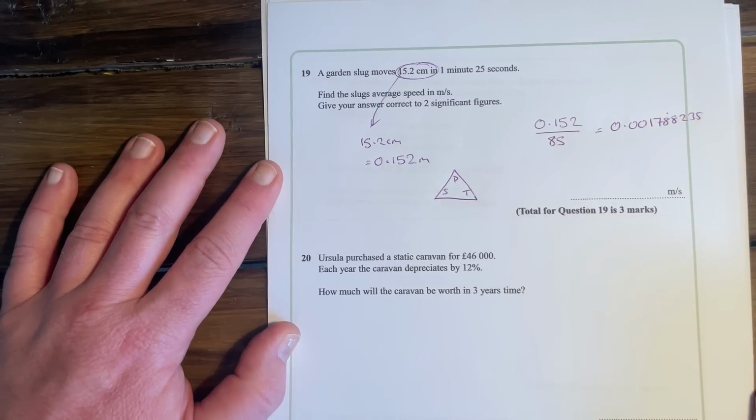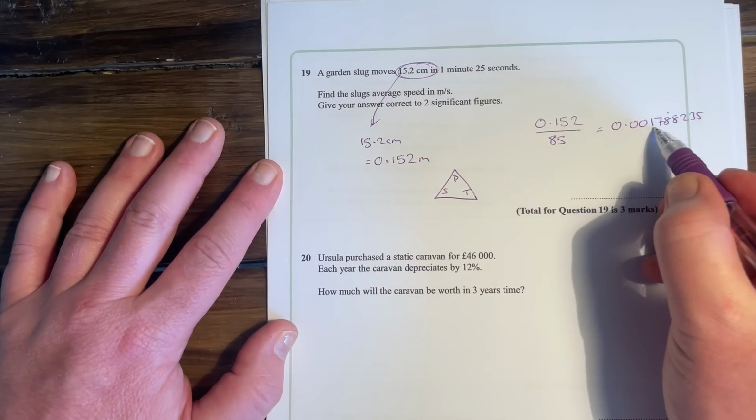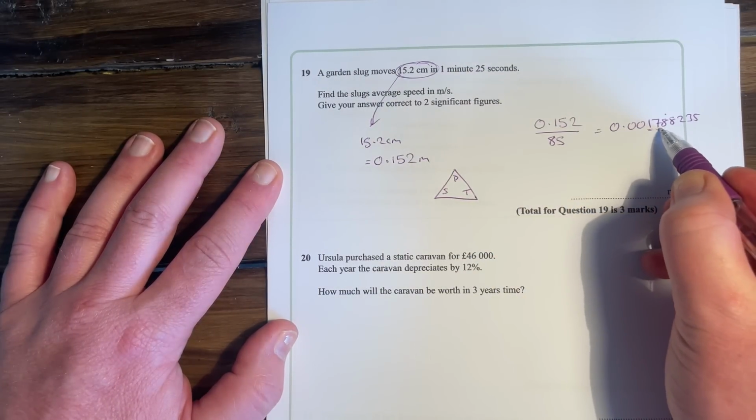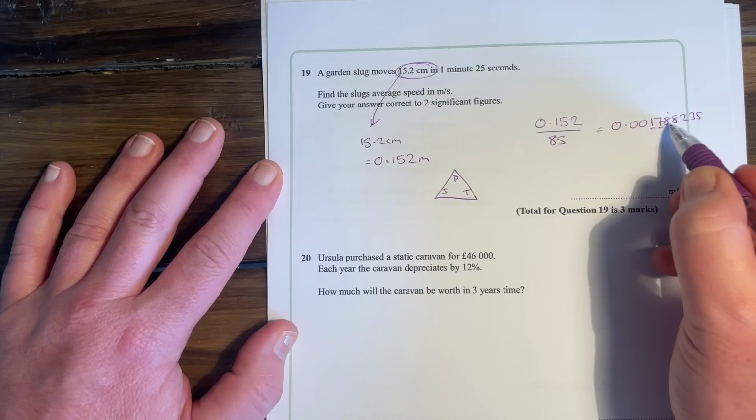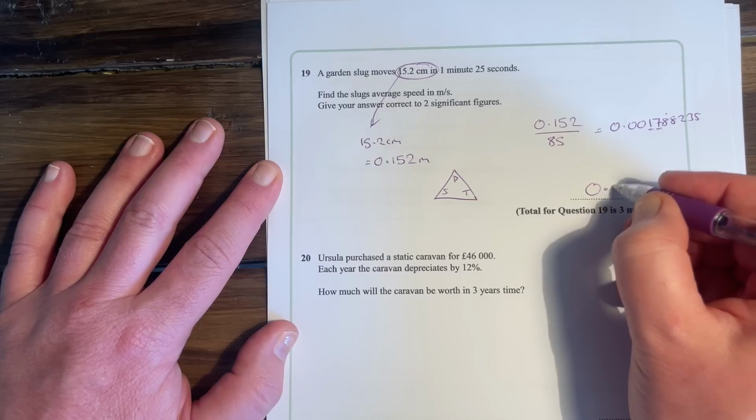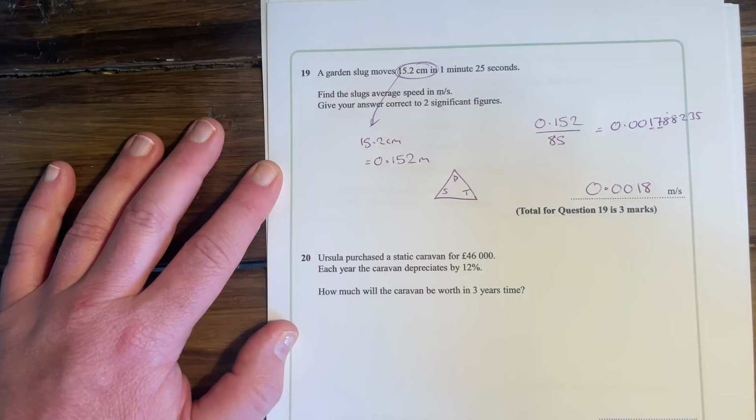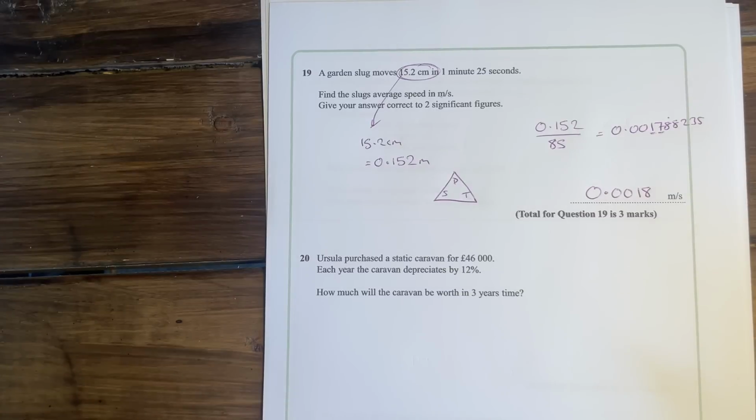Give your answer correct to 2 significant figures. So I would jump straight to the first one, the second one, and then cut it off. However, the 8 will have an impact on the 7, so my answer is 0.0018 metres per second.